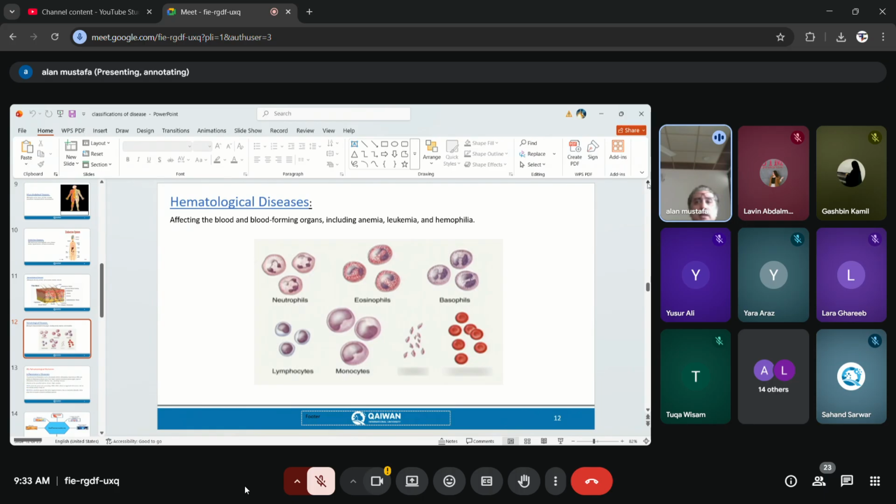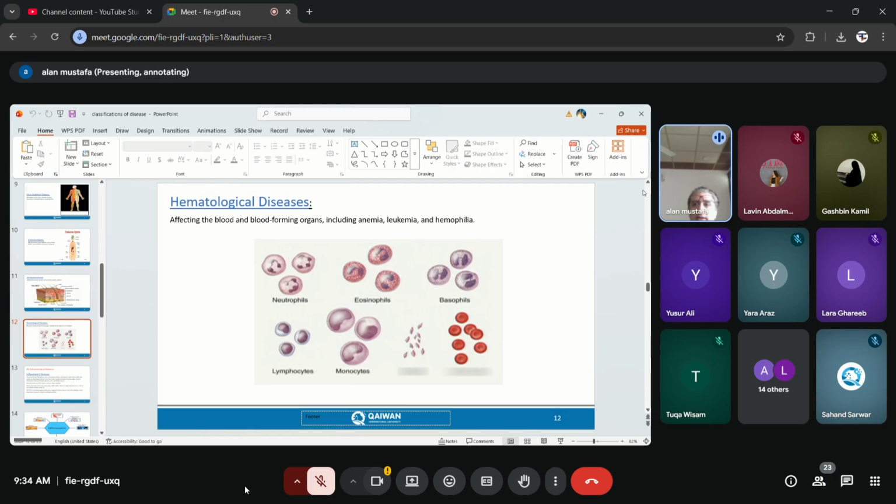Now, another system is the hematological system, the blood system, let's say. Diseases that happen inside our blood. One very common disease again here, if you go to Hiwa hospital, you will see a lot of patients with leukemia. And we have many different types of leukemia.